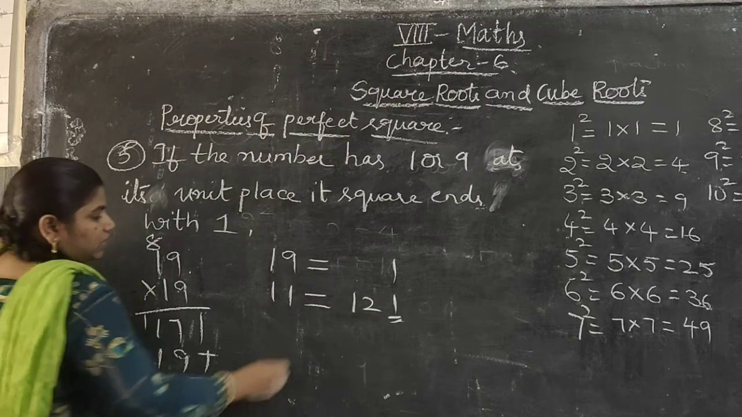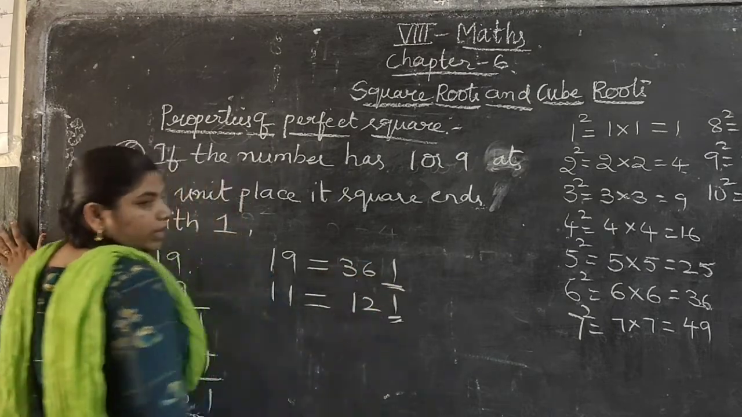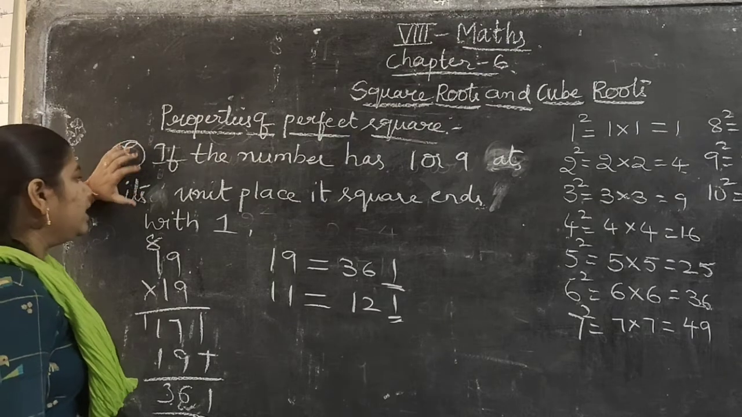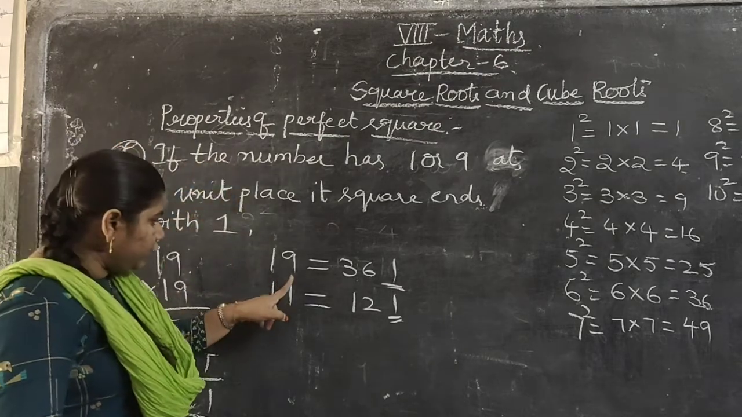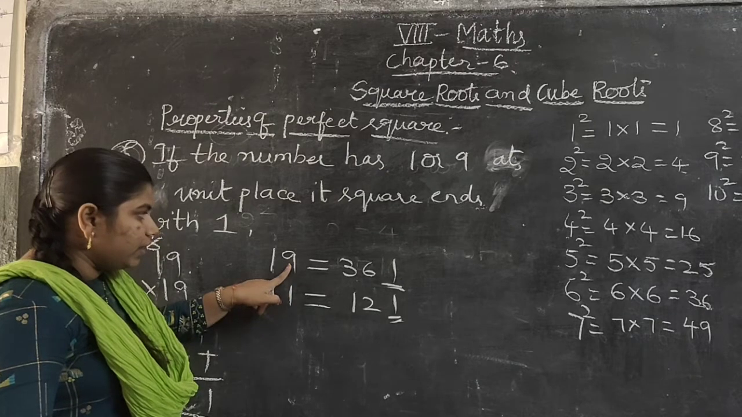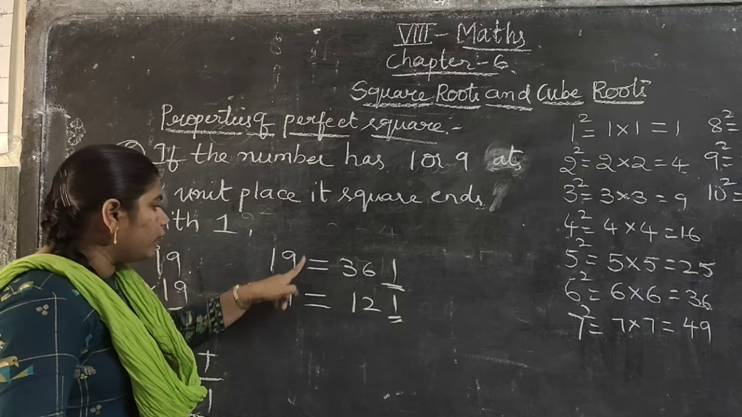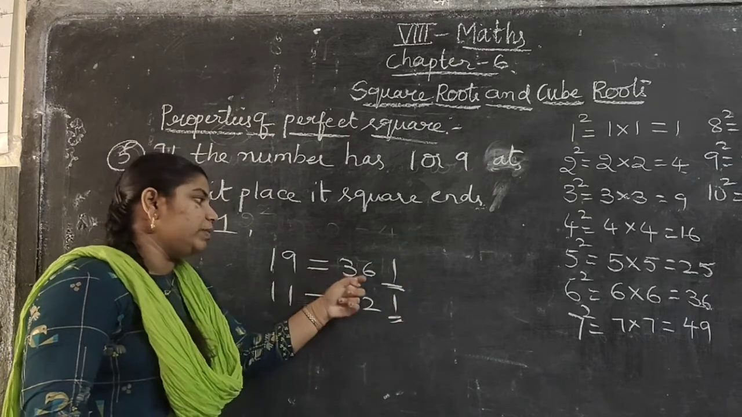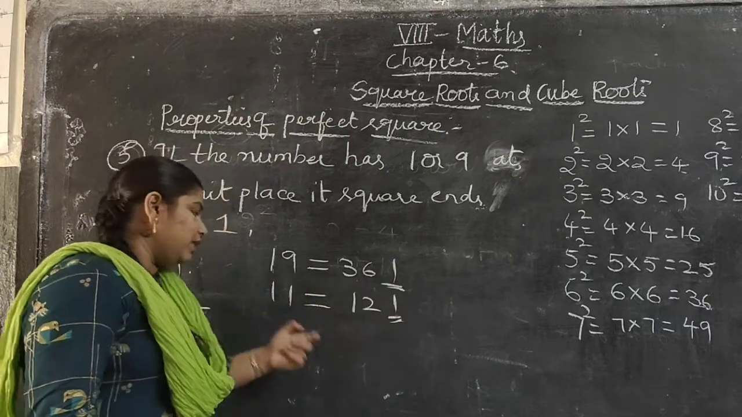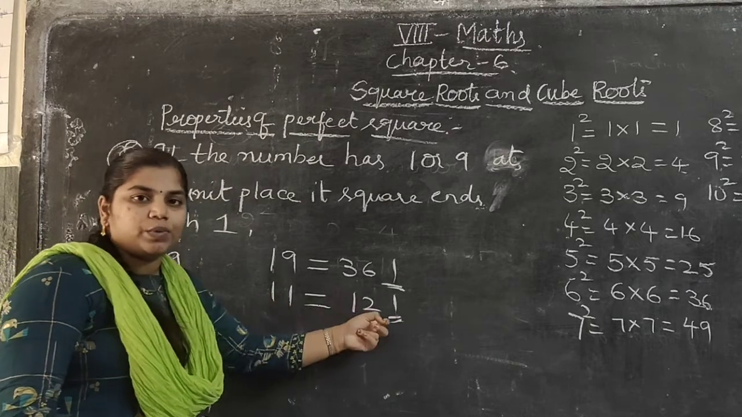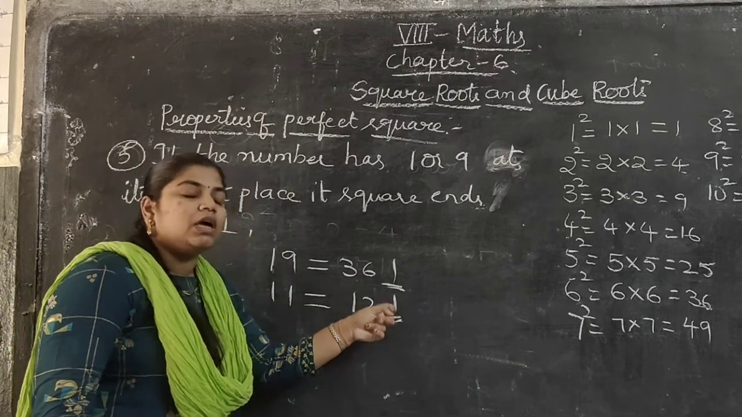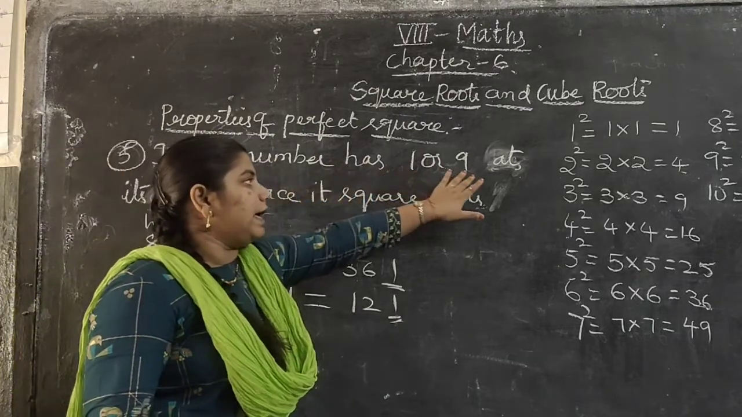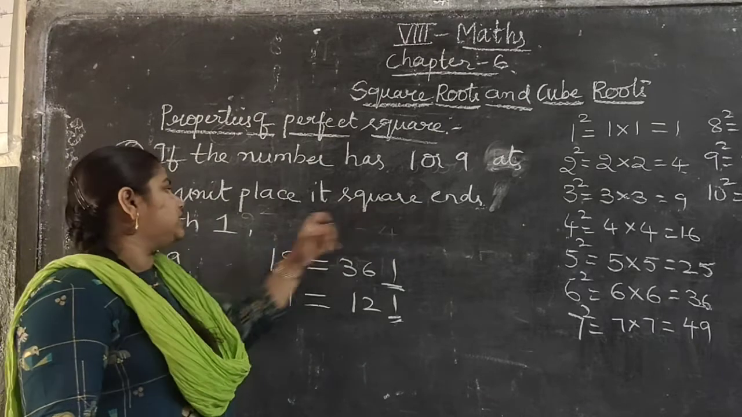So it will be 361. What is the units place value again? 1. So what is the property here? If the number has 1 or 9 at its units place, the units place of its square will again be 1 only. So 19 square will be 361, the units place is 1. In the same way, 11 square is 121, again the units place is 1. So what is the property? If the number has 1 or 9 at its units place, its square ends with 1.